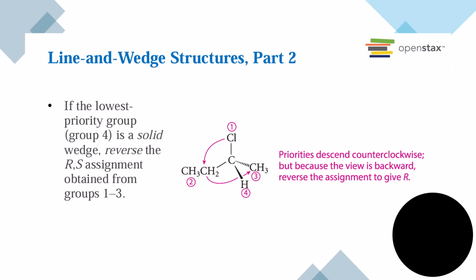And here, if the lowest group is in front, then you have to do the opposite. So here it looks like it's S, but since the lowest group is in the front, you reverse it. So this would really be an R.